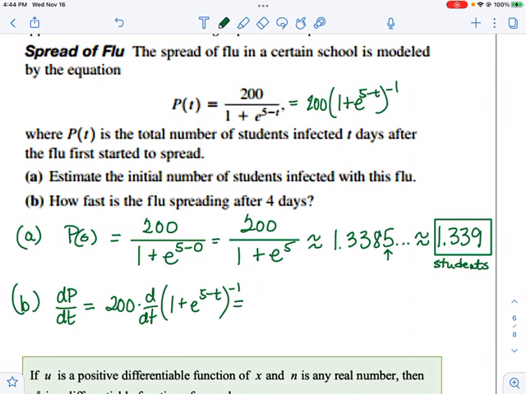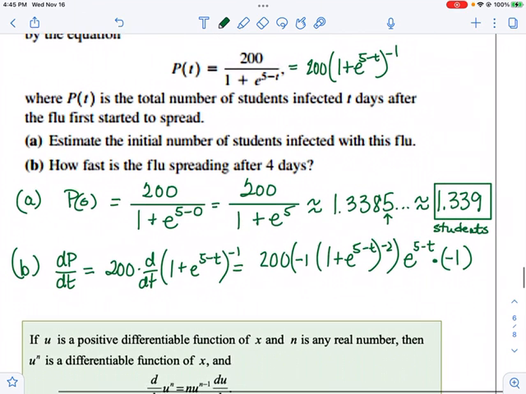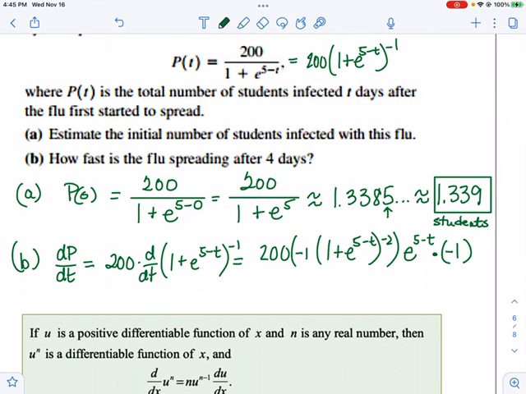So we're just going to use the chain rule with this. So this is then 200, times negative 1, times 1 plus e to the 5 minus t power, and then that would all be to the negative 2 power. And then taking the derivative of e to the 5 minus t, which would be e to the 5 minus t, and then we'd have to multiply that by negative 1 as well.